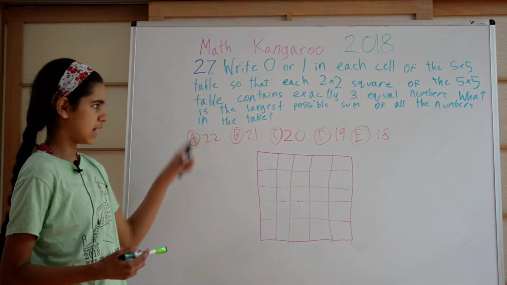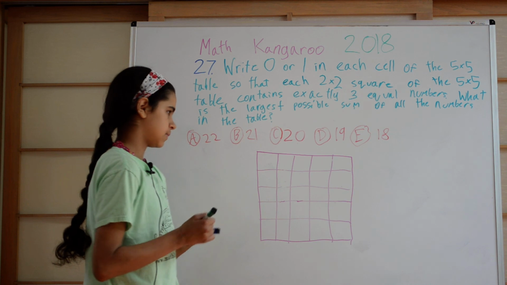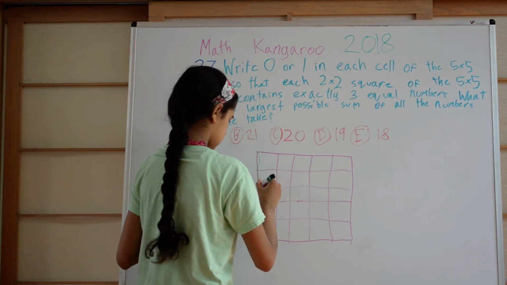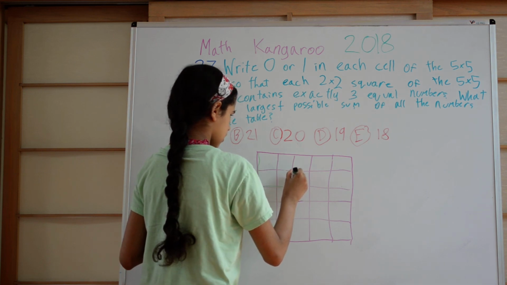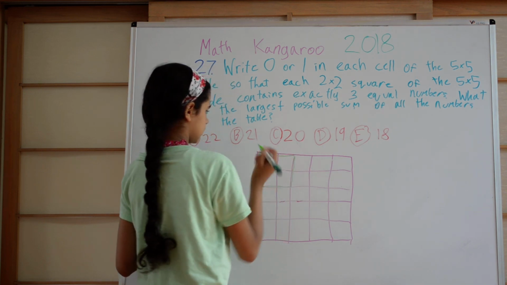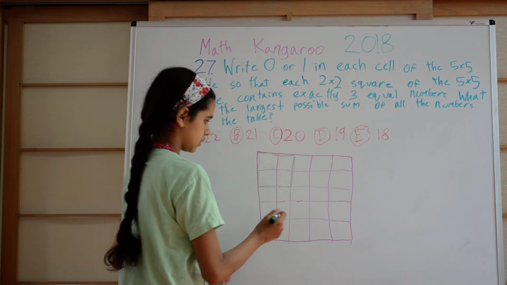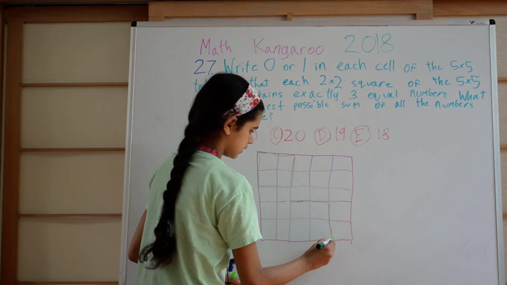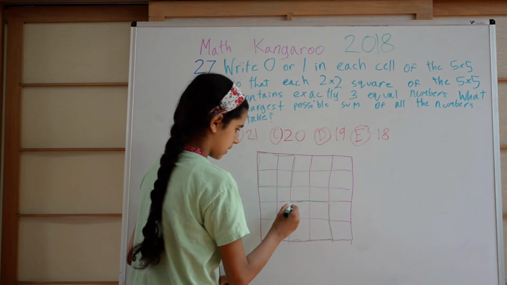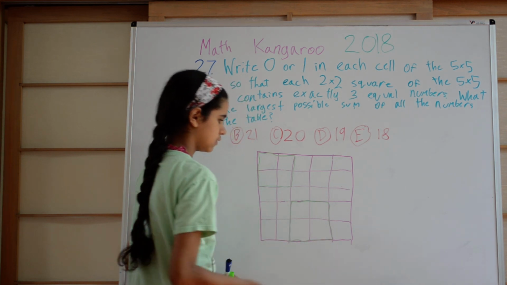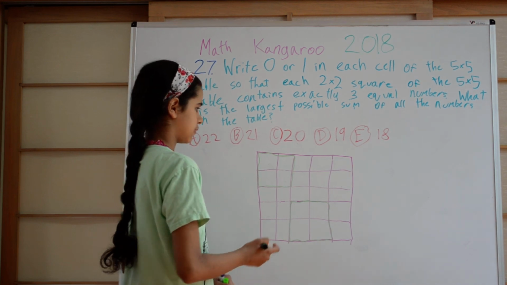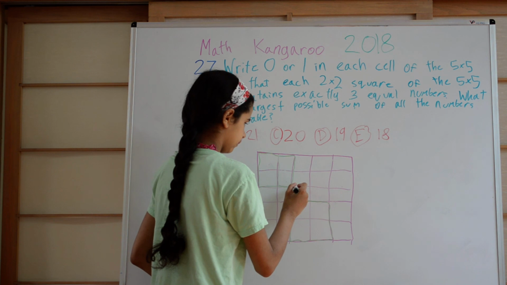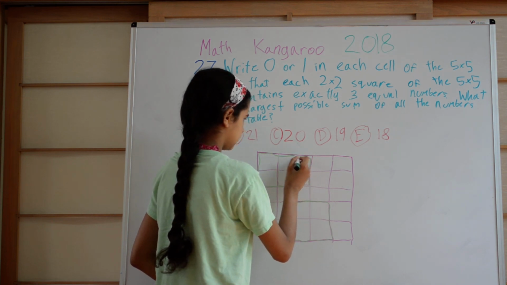So we have 2 by 2 squares here. For example, this is a 2 by 2 square. And there's others too. There's one here, and a 2 by 2 square in this table has to have this property. And some of the 2 by 2 squares are going to overlap. For example, there could be a 2 by 2 square here that overlaps with this first one.